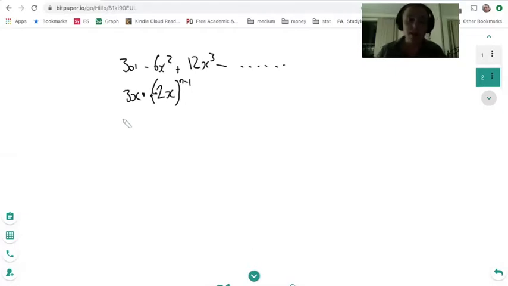So let's just check that works. N equals 1, and we have a 0 up here. Anything to the power of 0 is 1, so the first term should be 3x. Let's say n equals 2, so we have 2 minus 1 is 1. 3x times negative 2x gives us negative 6x squared. That looks good. Say n equals 3, so we have a square up here. A negative number squared will be positive, so we have 4x squared times 3x, that is 12x cubed. So it looks like we have the right formula here.